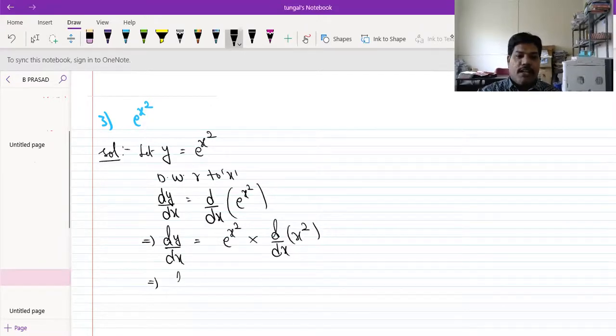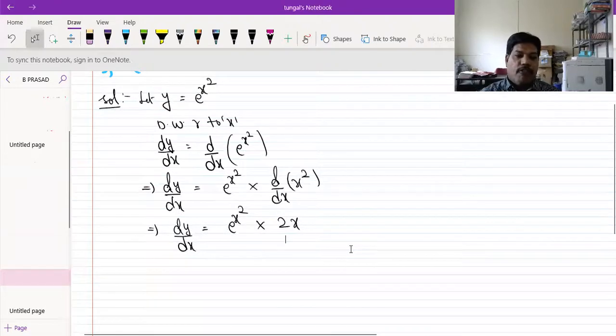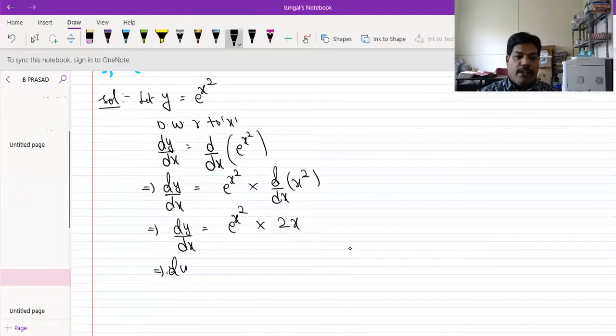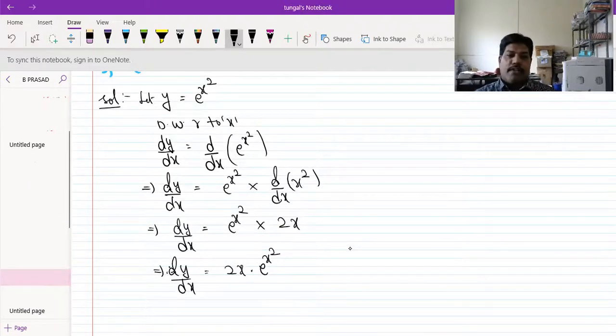So that implies dy by dx is equal to e power x square into the derivative of x square, which is 2x. Therefore, we can write dy by dx is equal to 2x into e power x square. Understand, students? See that question and practice that question.